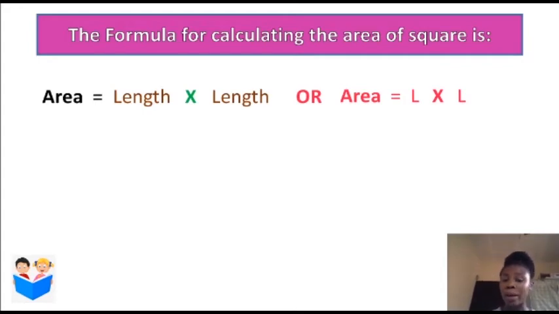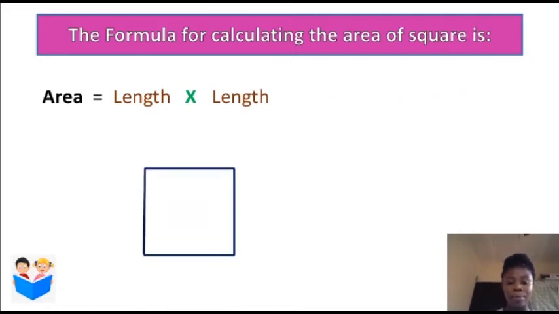What part of a square is called length? Let's find out. I have a square on the screen. Can you see a square? This part is called length. This side is also called length. This side is called length. And the last side is also called length. The four sides of a square are all length. Why are they all called length? It's because all the sides are equal.